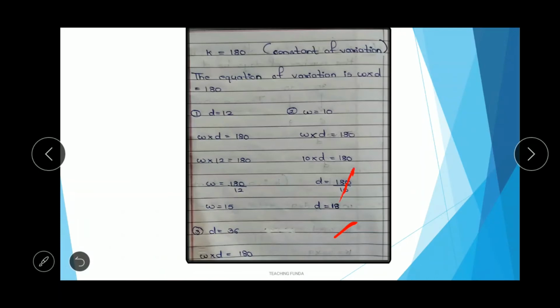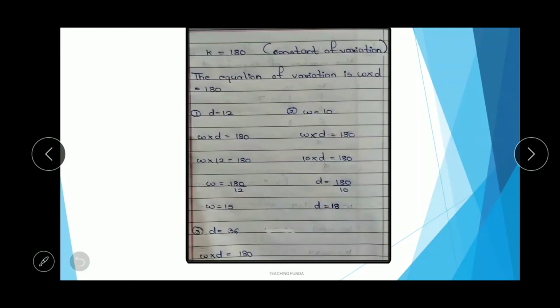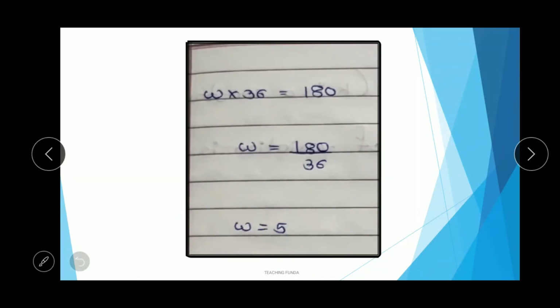So days is equal to 18 days. Now in third case, what is given? Days is given. See, days is equal to 36. Same formula, write down. Then w into 36 is equal to 180. Perform the calculation. 36 ones are 36, 36 fives are 180. So w is equal to 5.